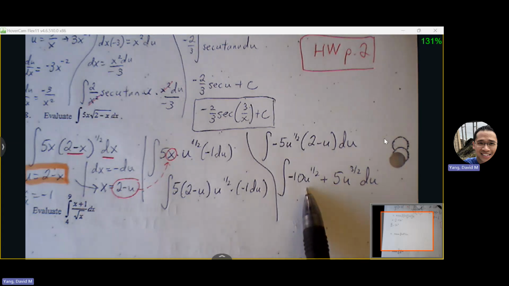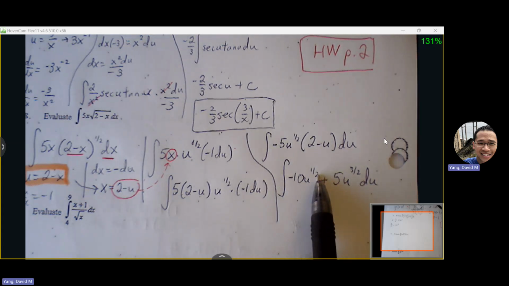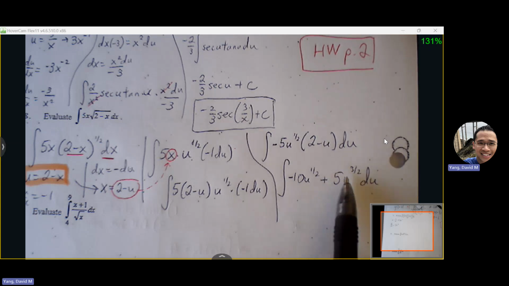All right, so now we're ready. Now ready for power rule. Add 1 to the exponent, divided by a new exponent. 1/2 becomes 3/2 over 3/2. 3/2 becomes 5/2 over 5/2.